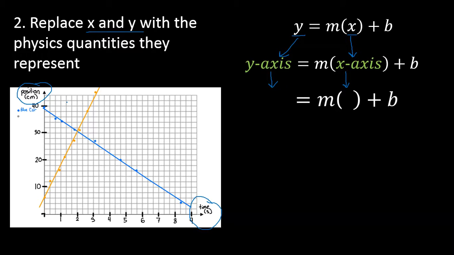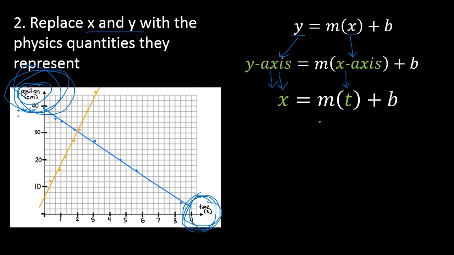So on our graph, our y-axis represents position, and the variable we use to represent position is x. So we can make this replacement here. The variable that our y-axis represents is x, or position. Our x-axis represents time, and the variable we use to represent time is t. So we can make that replacement as well. Okay, our equation is starting to take form.